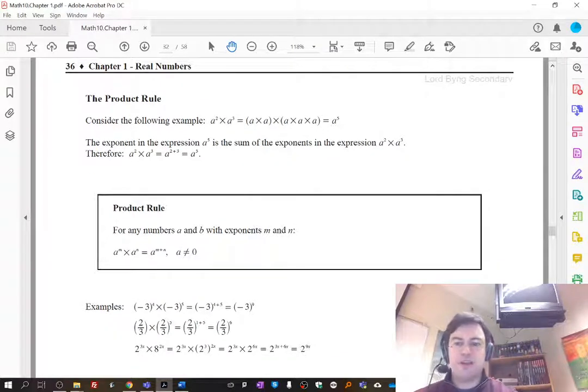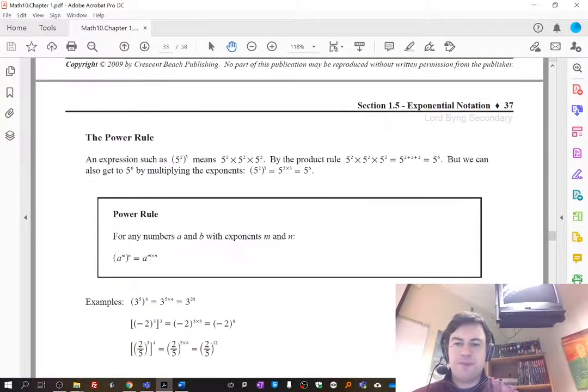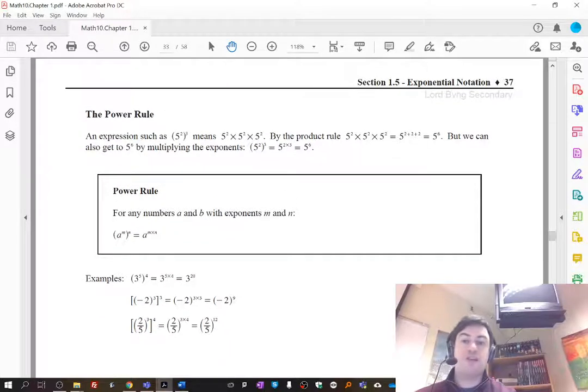This is in your workbook: the product rule, the quotient rule, and the power rule are the ones we're going to talk about in this video. And basically, I'm going to just talk about what's in these parts of the workbook. So if you already know that, then that's all we're talking about in this video.